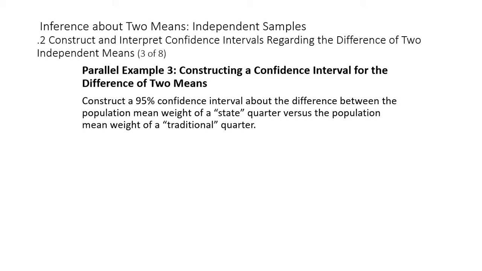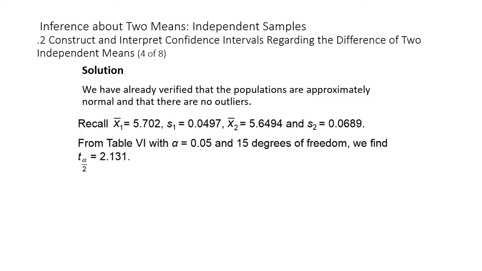Let's construct a 95% confidence interval about the difference between the population mean weight of a state quarter versus the population mean weight of a traditional quarter. This is an example from a previous video. Go back to the video to review that example. We have already verified that the populations are approximately normally distributed with no outliers.